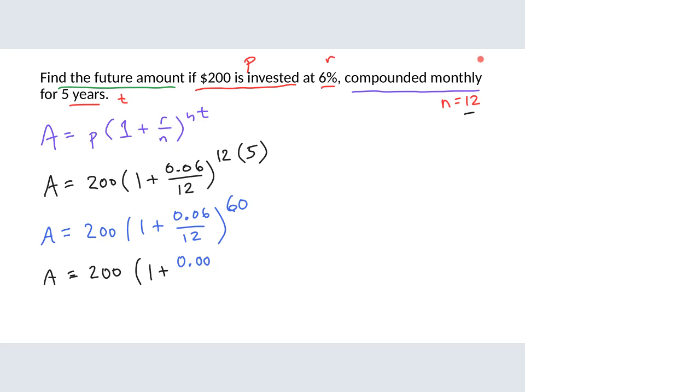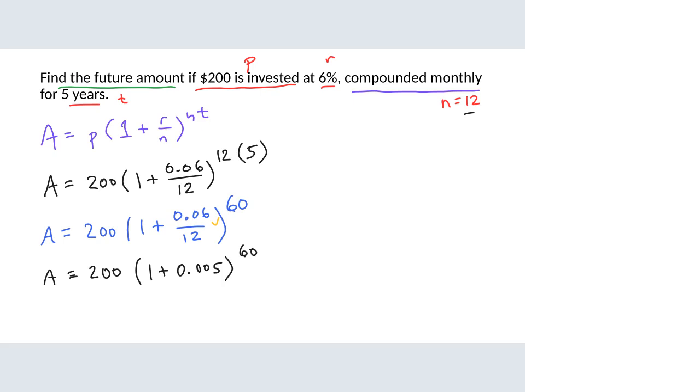Oops. I already did the division, didn't I? And that needs to be raised to the 60th power. We're not done inside our parentheses yet. We need to add those two numbers inside there. We still have work to do inside the parentheses, so we'll do that next. We're going to add those two numbers, and here's where the calculator part comes in. First thing I did was put 0.06 in my calculator. And I said, okay, well, that 0.06, it needs to get divided by 12. So let's do that.